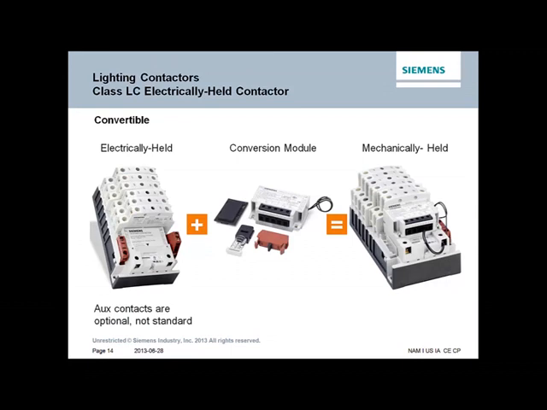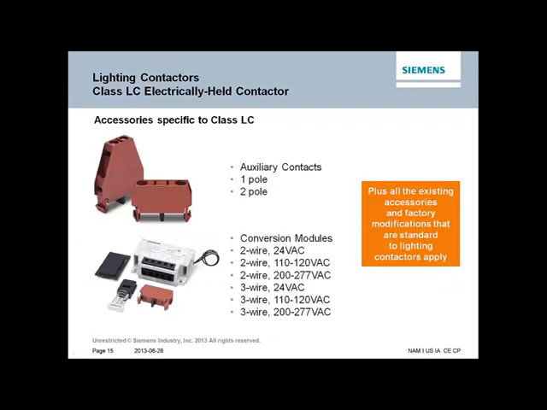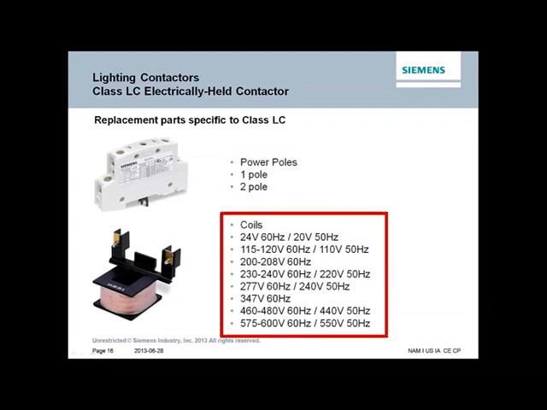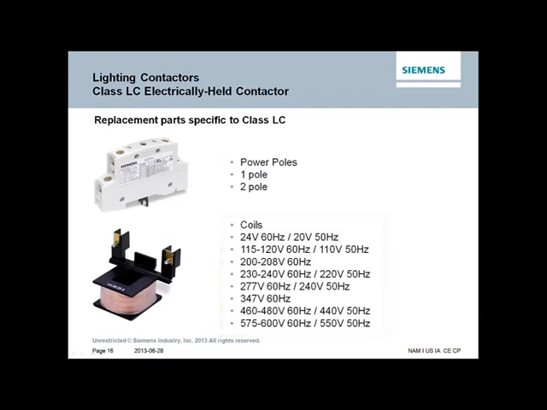As far as the accessories, we offer both single and 2-pole auxiliary contacts. The mechanically held conversion modules include both 2-wire and 3-wire control, with a variety of control voltages. The replacement parts include a single and 2-pole power pole module. And again, they are neutral. They will be either normally open or normally closed, depending on how you orient it to the base. Replacement coils are offered from 24 volts to 600 volts.